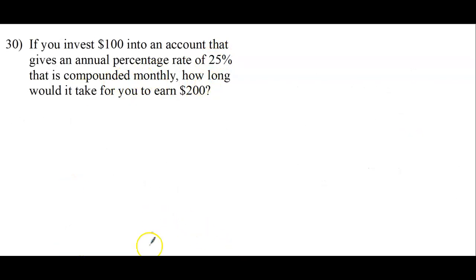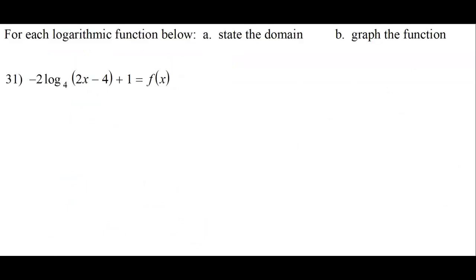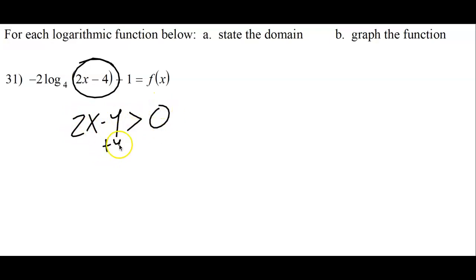All right, let's go ahead and move on to the next set, which is graphing. So to graph a logarithmic equation, the first thing you're going to do is you're going to find the vertical asymptote, which can be found by doing your domain. So we do 2x minus 4 has to be greater than 0.